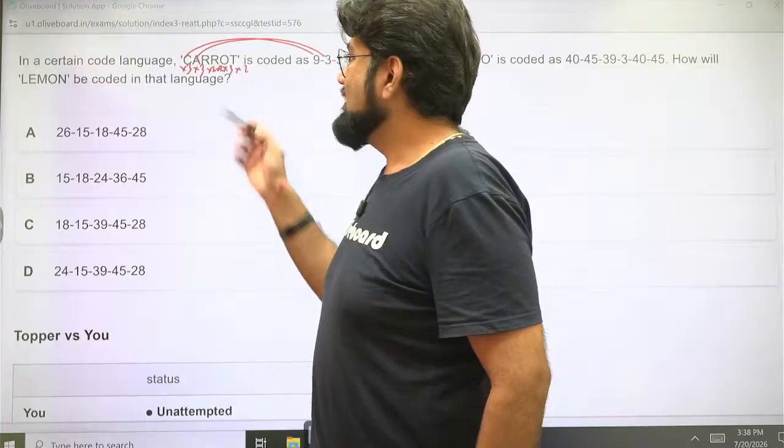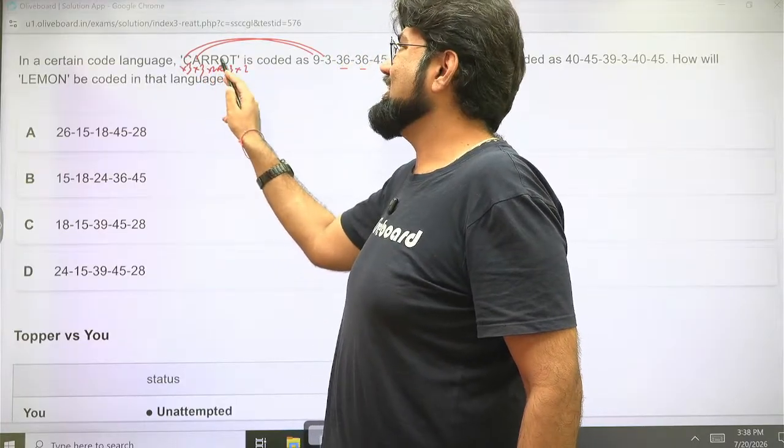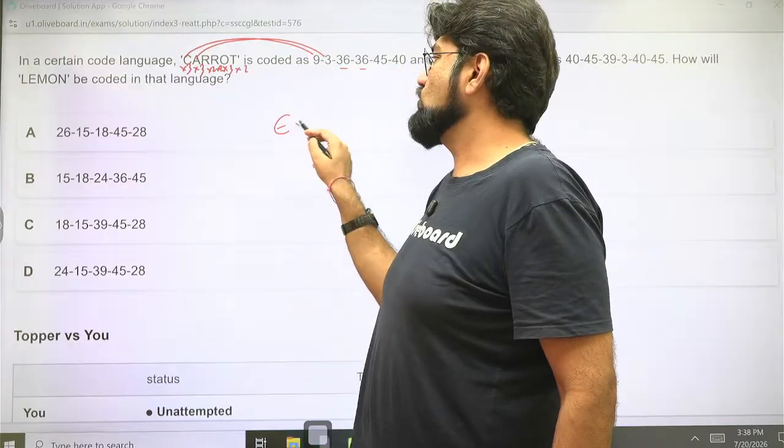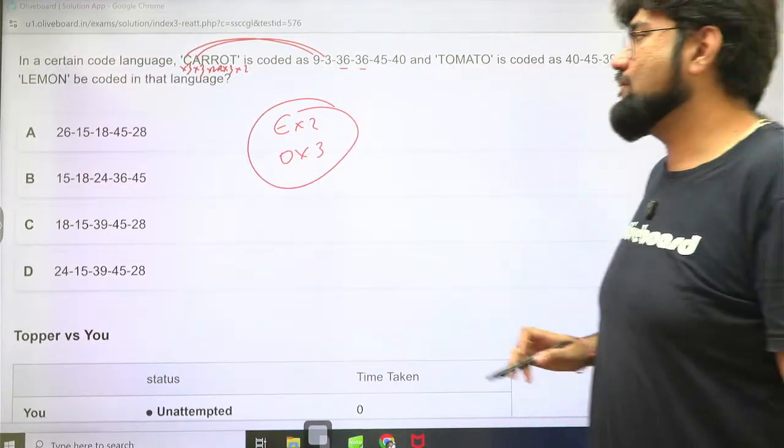Even, odd. C is odd, A is odd, O is odd. 15, 1 and 3. 18 and 20 are even. So even is multiplied by 2 and odd is multiplied by 3. This is the logic. So what is the code for lemon?